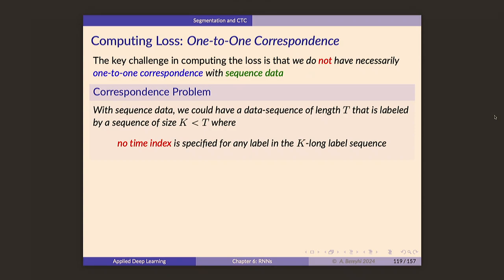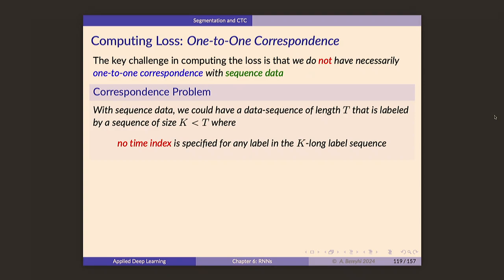So in general, in the correspondence problem, we have two sequences. Every single sample that you have inside your data set consists of two sequences. One of them is the input sequence, which is of length t. The other is the output sequence, which is of length k, and that k is smaller than t, and you don't really have any predefined connection between the entries inside the input sequence and output sequence. Clear? So the input sequence is what I show by xt here.